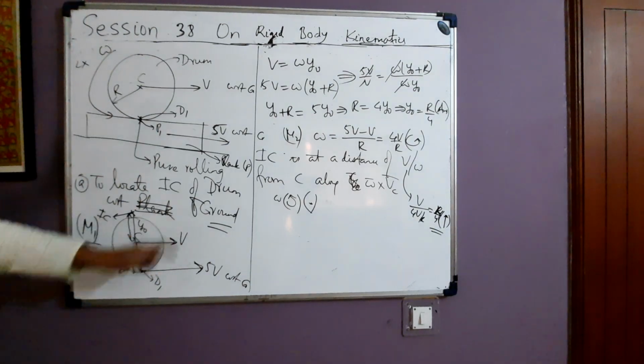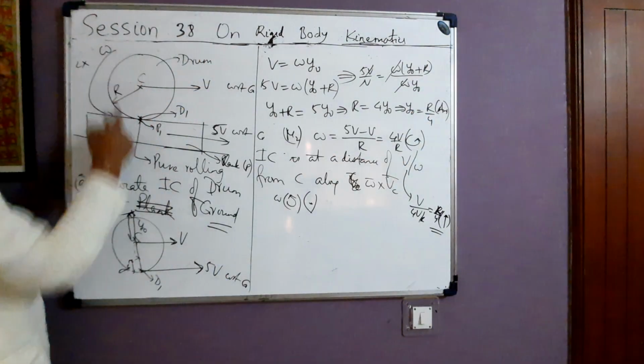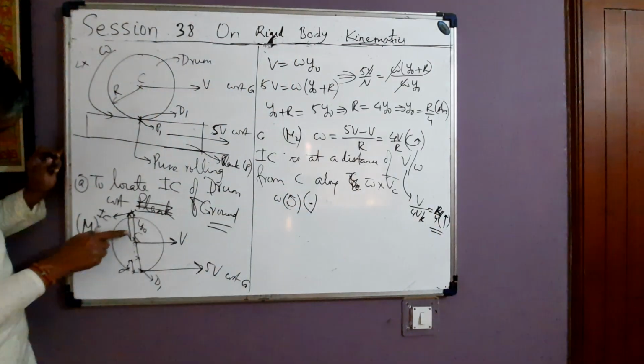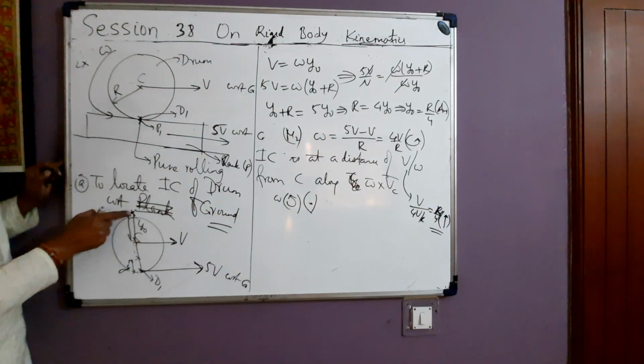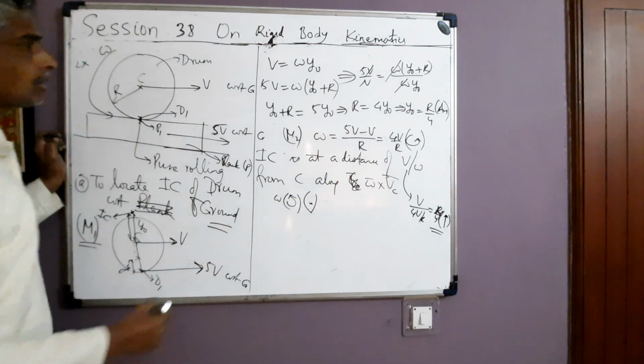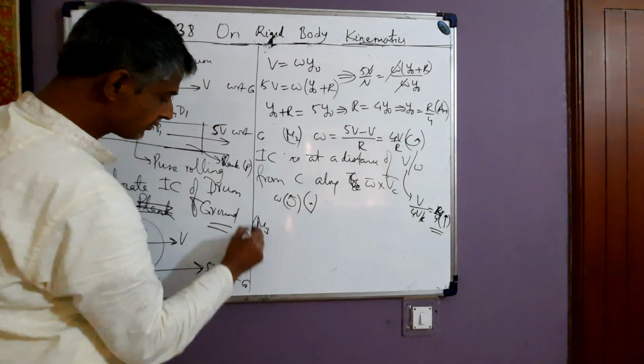So the same answer is obtained by method 1 also. R by 4 above center C. Here also r by 4 above center C. Actually IC at r by 4 is inside the body, but I have shown it here just to show it. By calculation we get the same answer. This I solved by method 2. Now method 3 also we can solve.